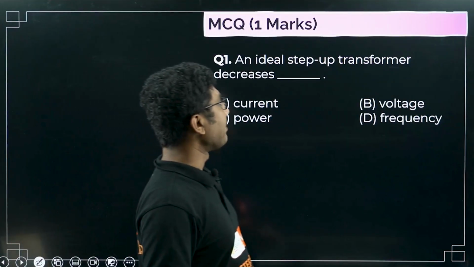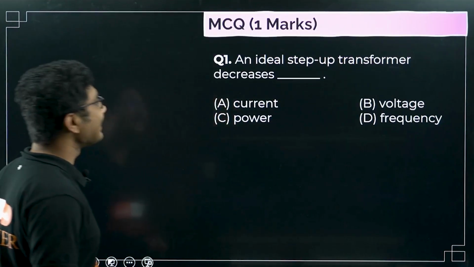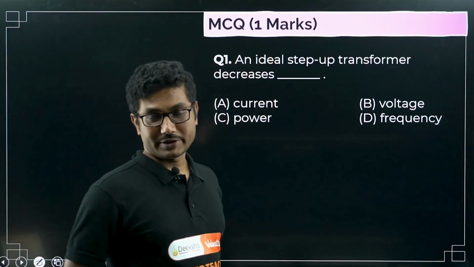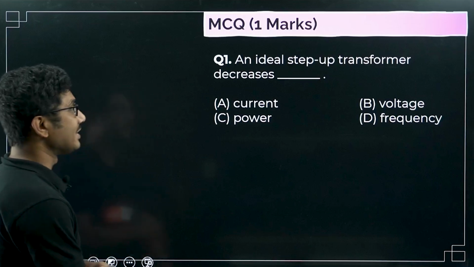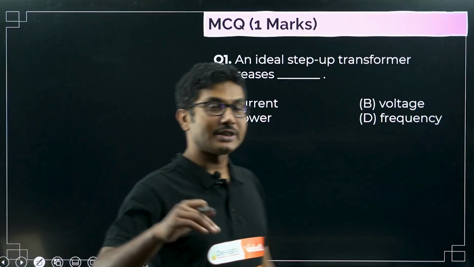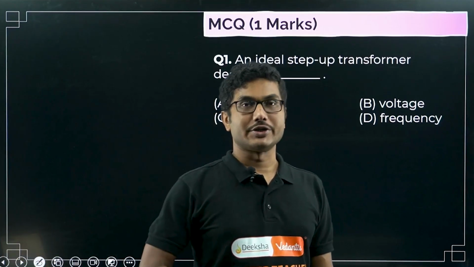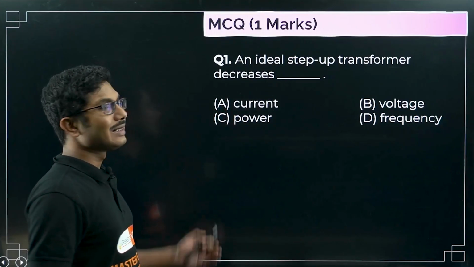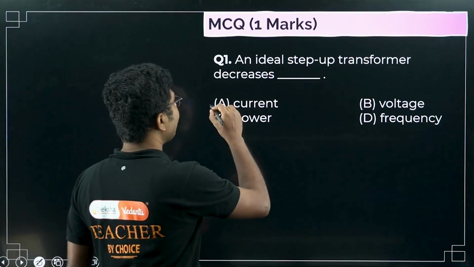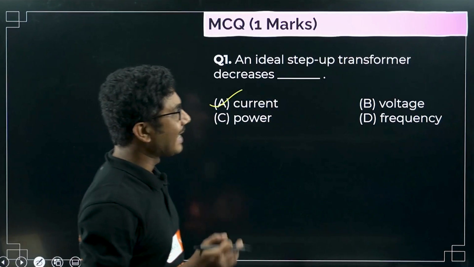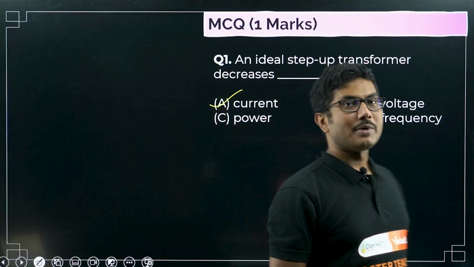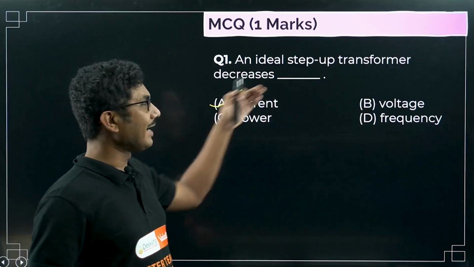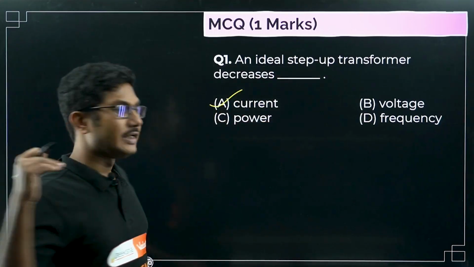An ideal step up transformer decreases. First let us understand the meaning of this. An ideal step up transformer generally increases the voltage. If it increases the voltage, then it will decrease the current. Power in an ideal transformer remains constant, frequency does not change, the only things that change are current and voltage. So they actually interchange between them.